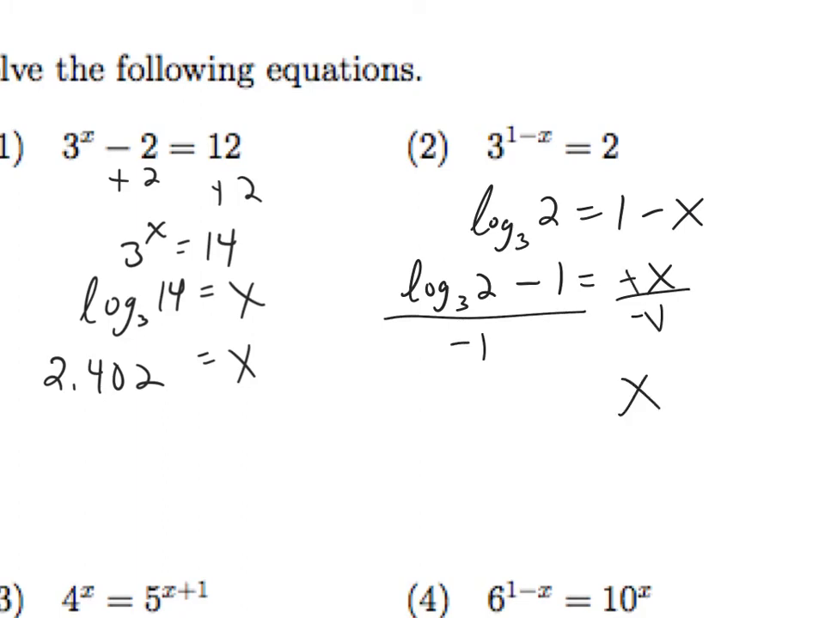And this is what I put into Desmos. Let's see, log base 3 of 2 minus 1, set of parentheses around the whole thing. On the bottom is -1. So that gives me an approximate answer of 0.369.